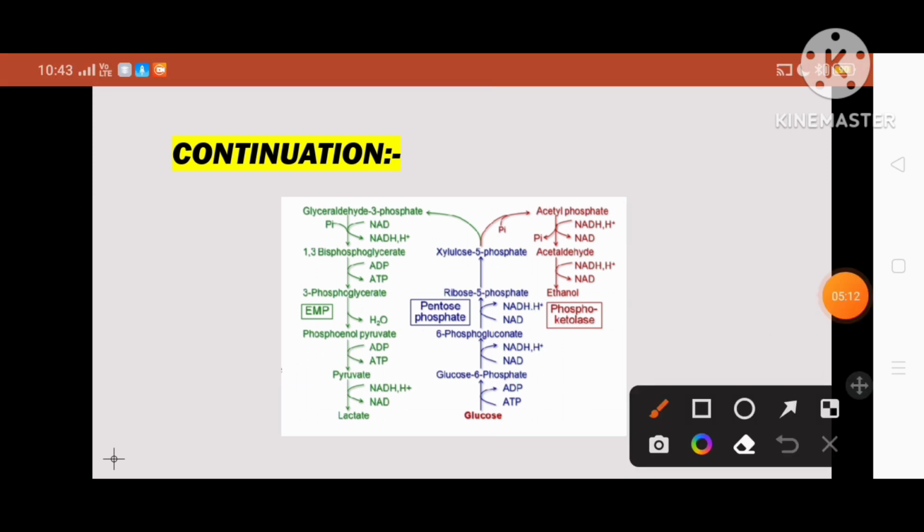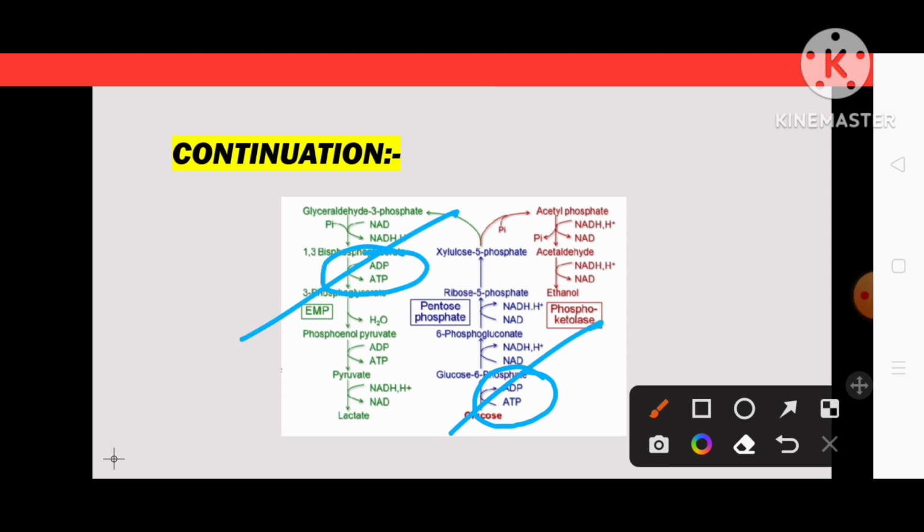And as I have told you, there is a net gain of 1 ATP, so it is also very clear to us, right? Because you can see here we have consumed 1 ATP, and here we have synthesized 1 ATP. So these two things will be cancelled out, and this is the net gain of 1 ATP.